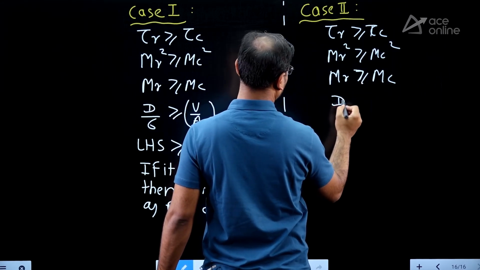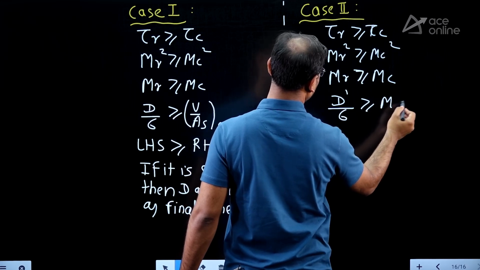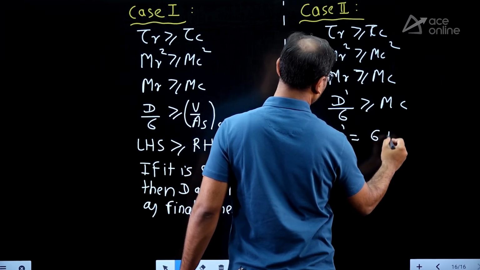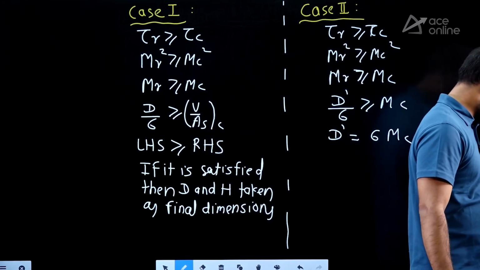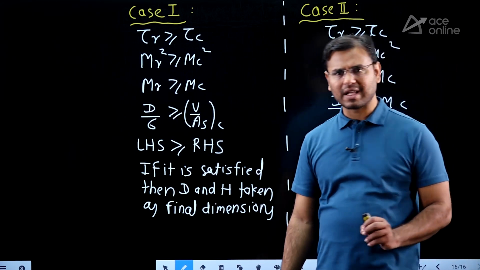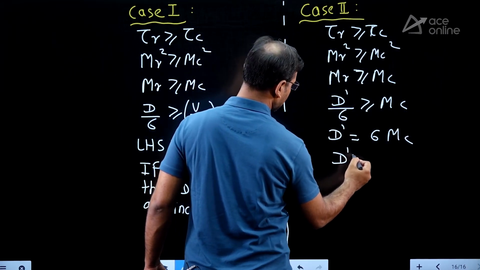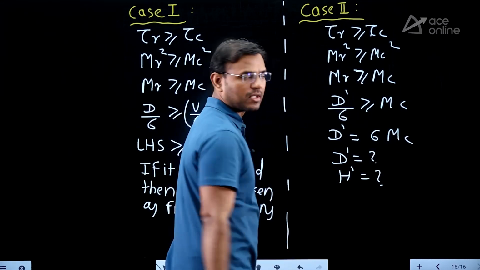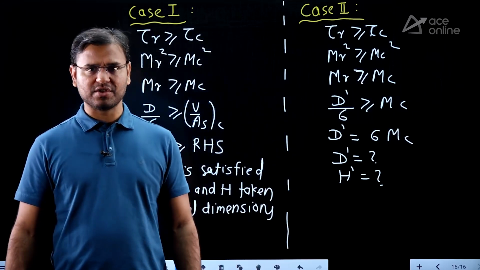Therefore, here instead of D I am writing D dash by 6 is greater than or equal to modulus of casting, then D dash is equal to 6 into modulus of casting. I am taking D dash equal to 6 into modulus of casting, and we are calculating the dimension of D dash. Then here D dash is equal to question mark and H dash is equal to question mark. These are the final answer. The D dash and H dash are the final dimensions, okay.